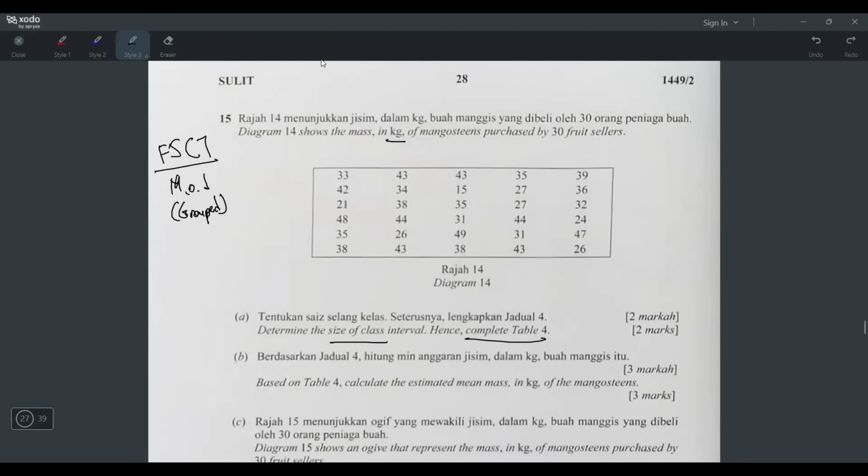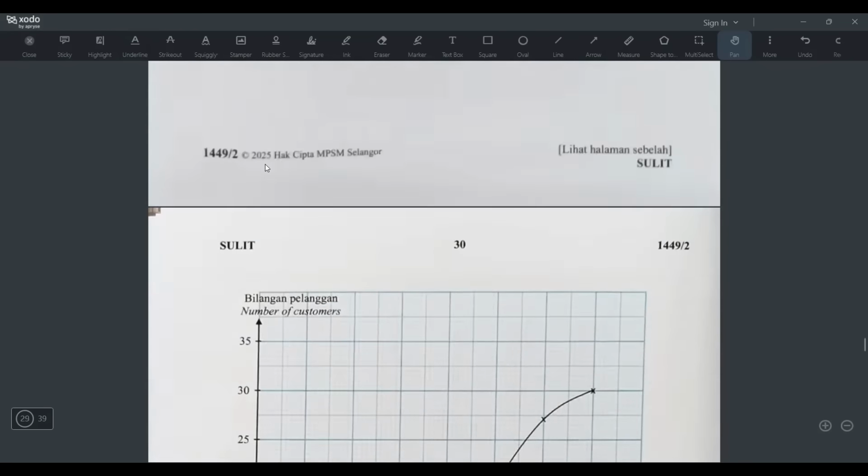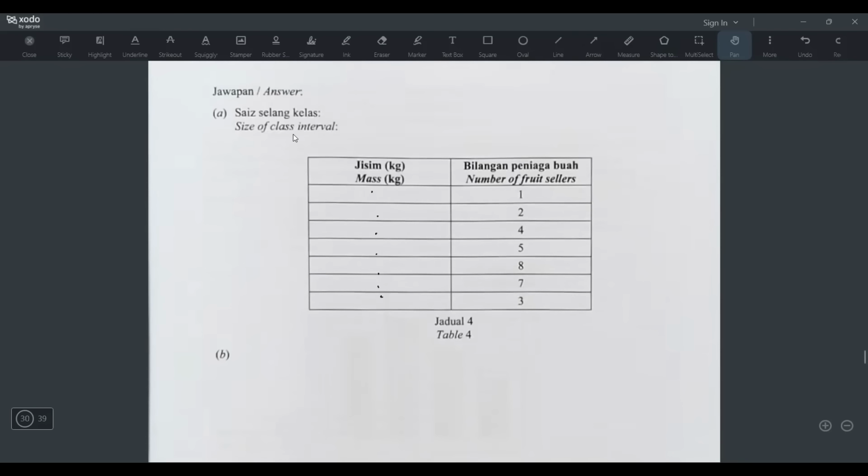Yeah, I remember teaching this to my own students. So when you find size of class, you take the highest number and the lowest number, and then you take the highest minus lowest, and then divide with how many class you have. So they already say here they want how many class? 1, 2, 3, 4, 5, 6, 7. It means you want 7 class.